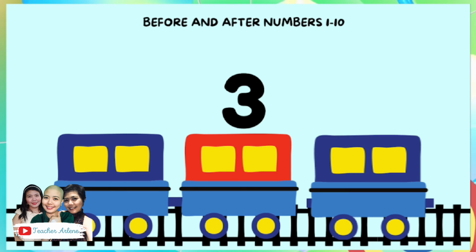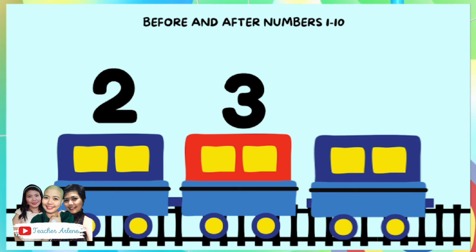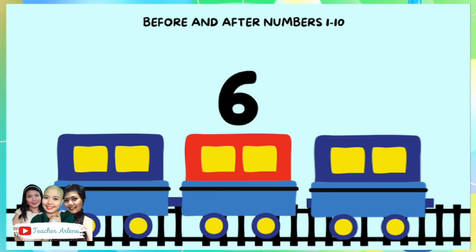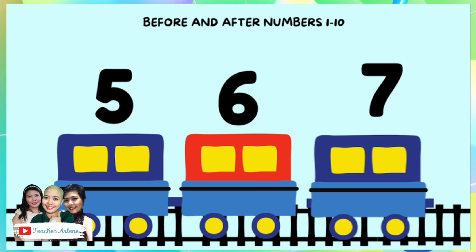Number before 3 is 2. After 3 is 4. Number before 6 is 5. After 6 is 7.